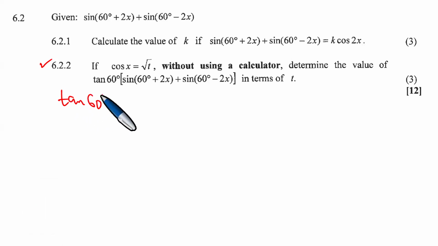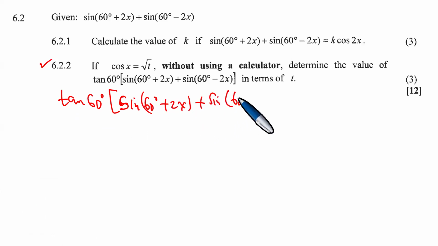It is actually the tangent of 60 degrees, and you have the sine of 60 degrees plus 2x plus the sine of 60 degrees minus 2x, like so. Then what do we do next? The tangent of 60, which is the square root of 3. Okay, well done.